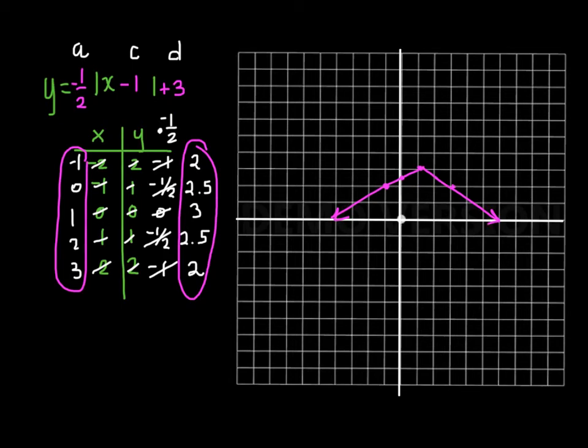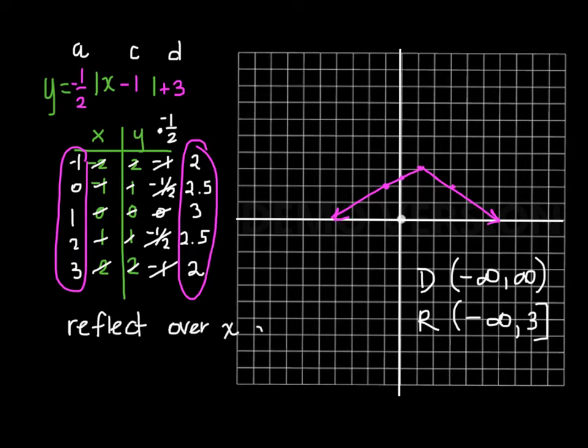Okay, let's talk about domain. Domain is -infinity to +infinity. Range is, remember, bottom, which would be -infinity to the top. The top of this graph is right here, so that would be 3. But since there's a point, it's a hard bracket. I'm going to use interval notation. Okay, the other thing I want to write down are the transformations. The negative reflected over the x. The -1 shifted me right 1, and the 3 shifted me up 3.